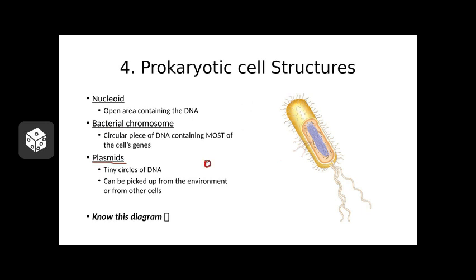Now, the interesting thing about prokaryotic cells is that they can pick up these little pieces of DNA from their environment, or they can even swap them with other cells. So that allows them to pick up new genes and to create genetic variation in their populations. They can even pick up new abilities by picking up these little plasmid DNA pieces. That's something called horizontal gene transfer that we'll talk about in a later chapter.